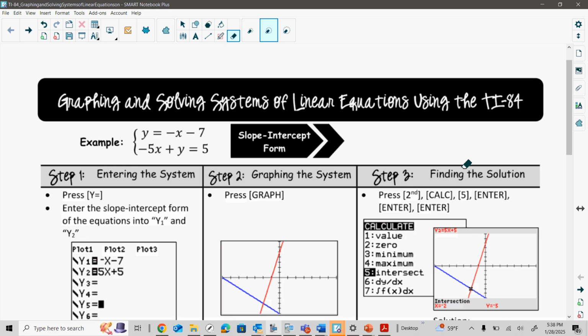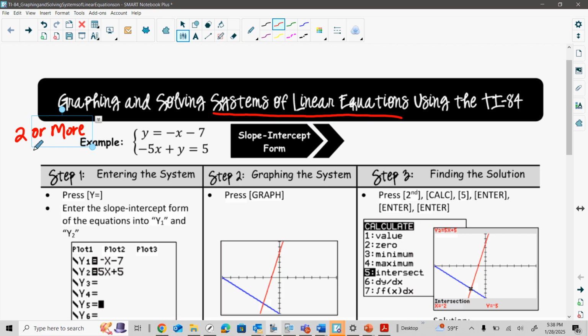So we're gonna graph and solve systems of equations, and I know you might not really have room on your paper, so I'm just gonna write it to the side over here. A system of linear equations basically just means two or more equations. I'm just gonna abbreviate that.